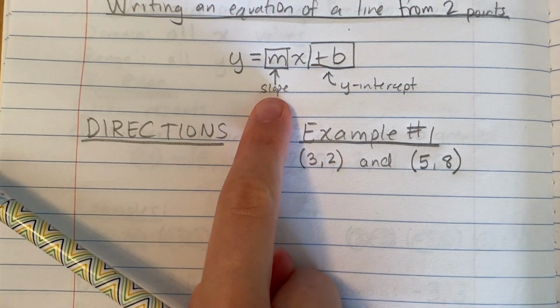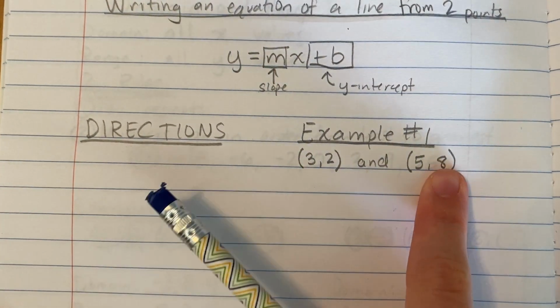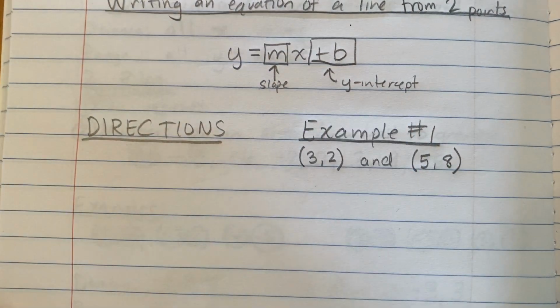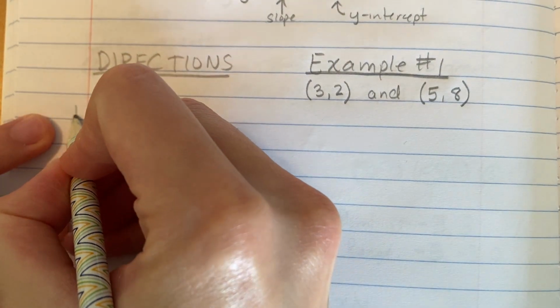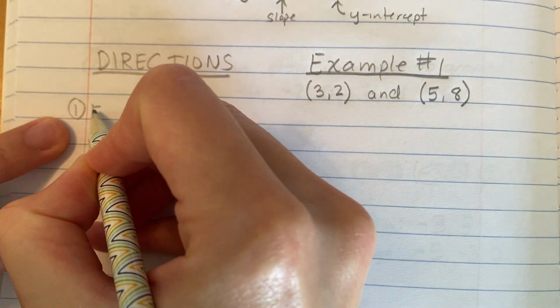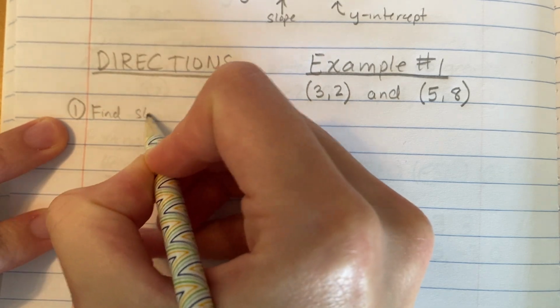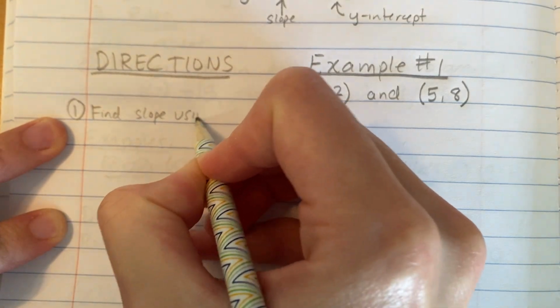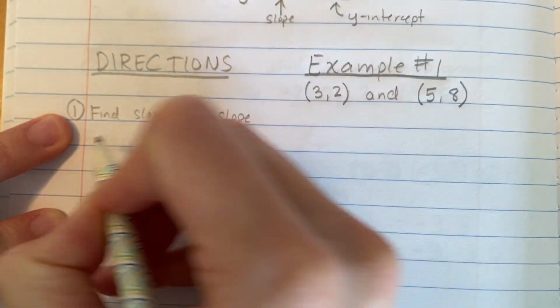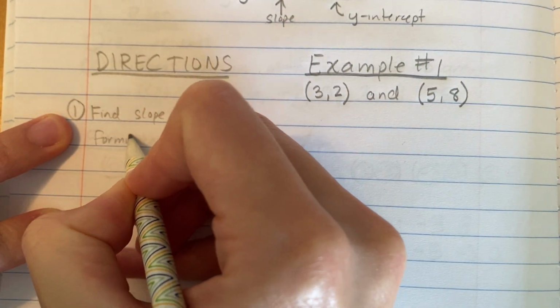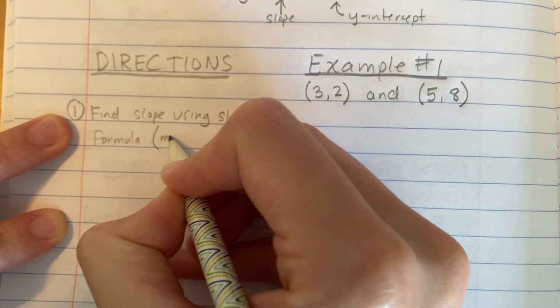Now, remember, we need to find the slope and the y-intercept. So we actually already know how to find slope from 2 points. So we're going to start with that, and finding the y-intercept is going to be our new skill for today. Step 1, you're going to find slope using the slope formula.